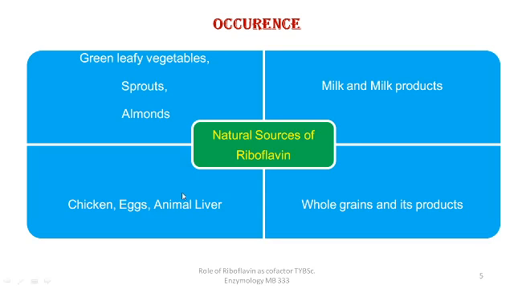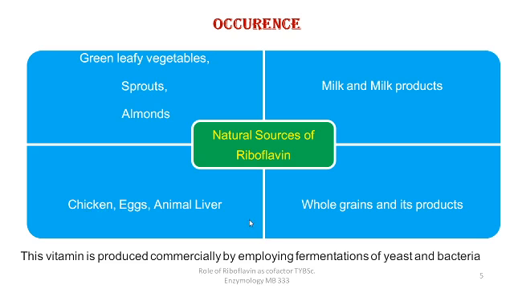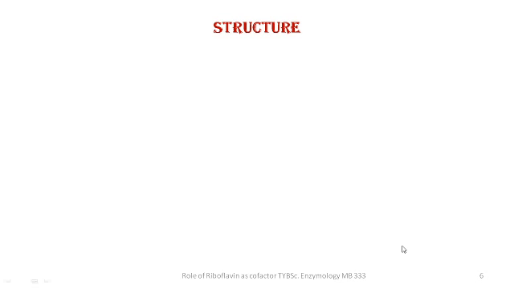The natural sources of the vitamin include green leafy vegetables, sprouts, almonds, milk and milk products like cheese, whole grains, that is unpolished grains, and animal products like chicken, eggs, and animal liver. Commercially, as I told in the earlier slide, the vitamin is produced by using yeast, bacteria, and the microbial fermentation process.